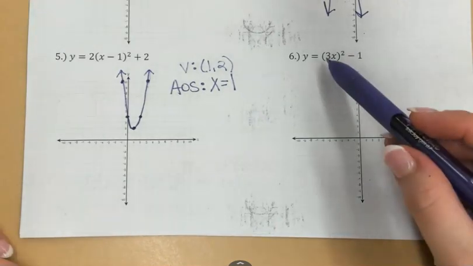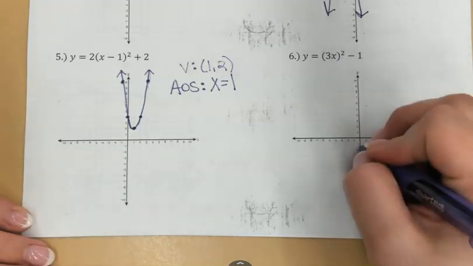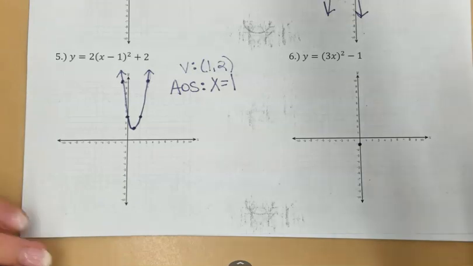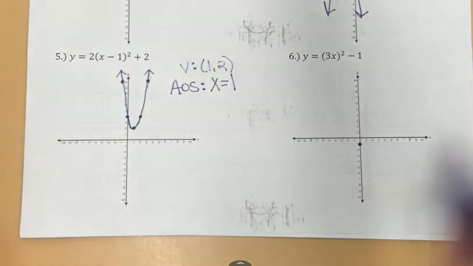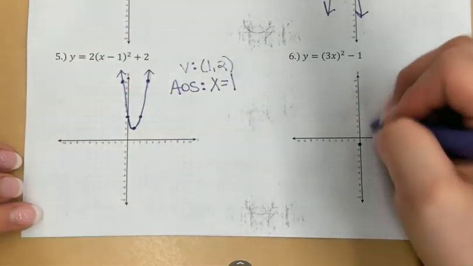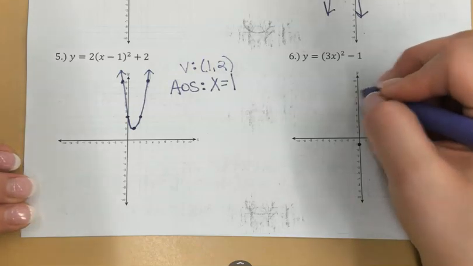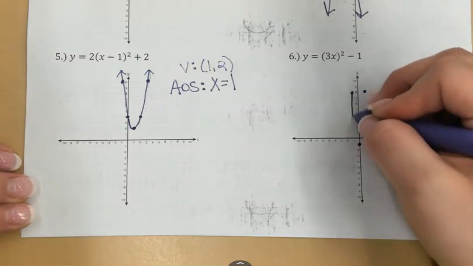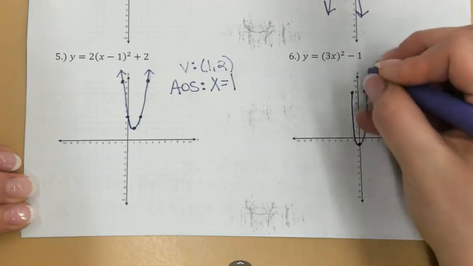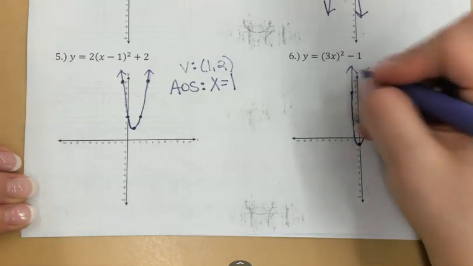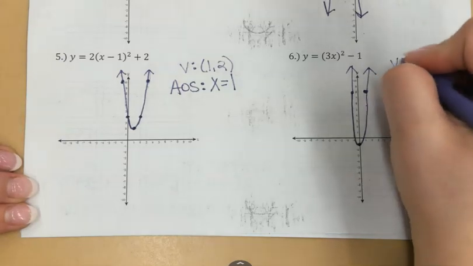Okay, last but not least, I have now a horizontal compression by a factor of 1/3, and I'm going down 1. So here is my vertex now, and what's going to happen is my graph is going to get super, super narrow here, and I'm only going to be able to graph 2 other points on this little 10 by 10 grid. I would need it to go up much higher to be able to graph 2 additional points.